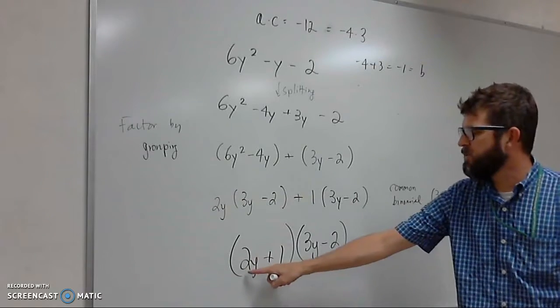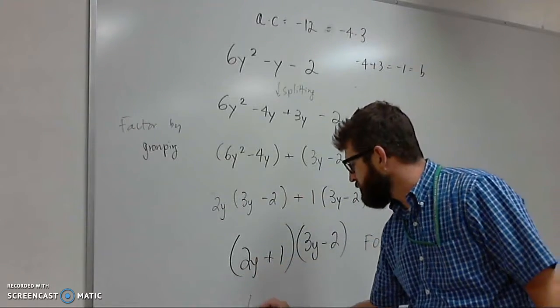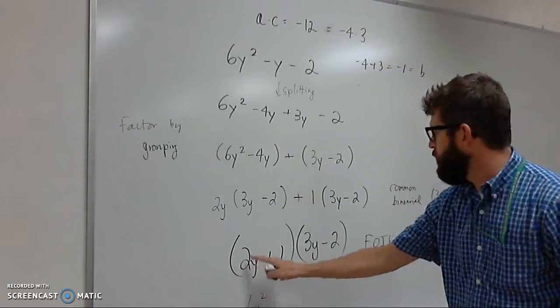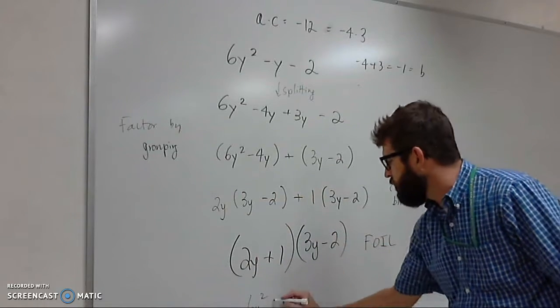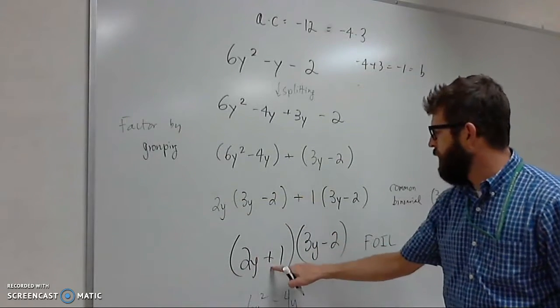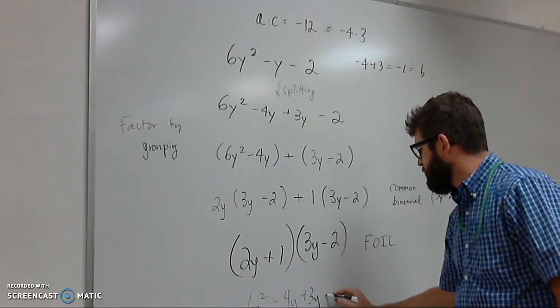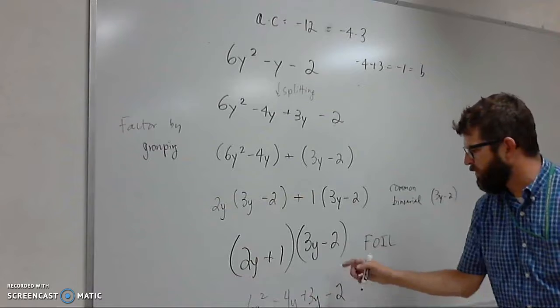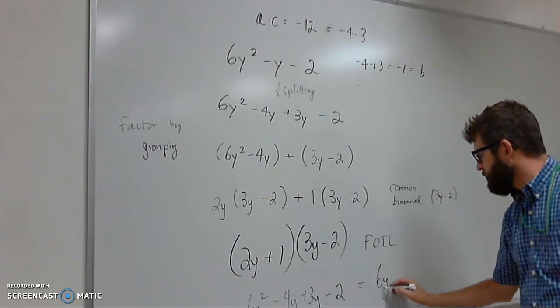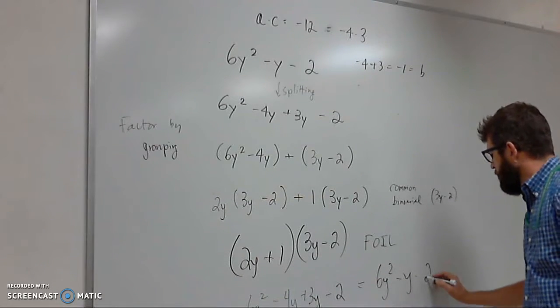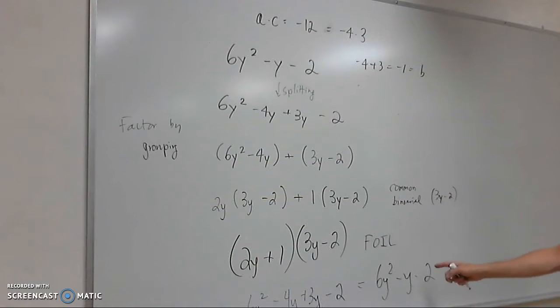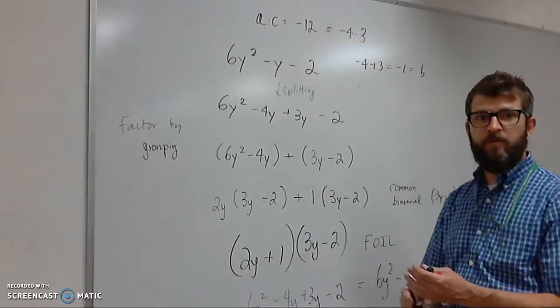If you FOIL this, 2y times 3y is 6y squared. 2y times a negative 2 is minus 4y. 1 times a 3y is a positive 3y. 1 times a negative 2 is a negative 2. And if I simplify this, 6y squared minus y minus 2 gets me back to where we started. So there's one example of AC method.